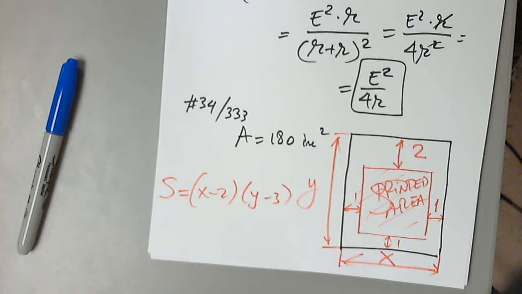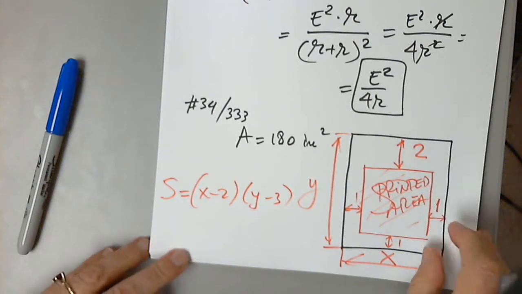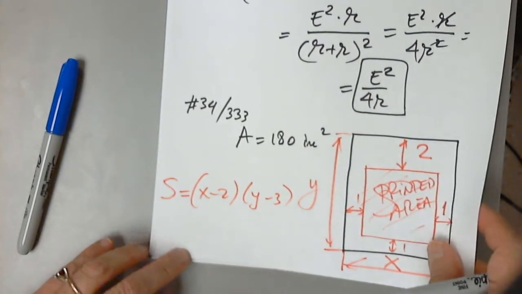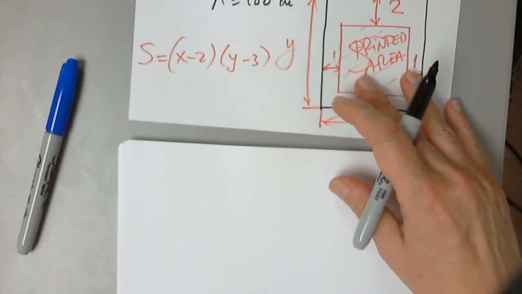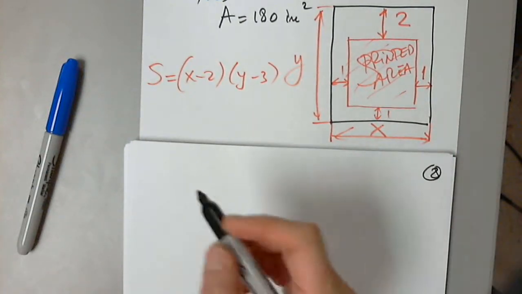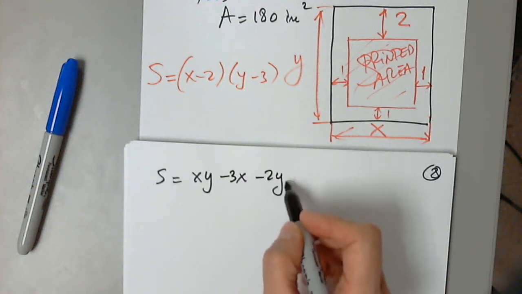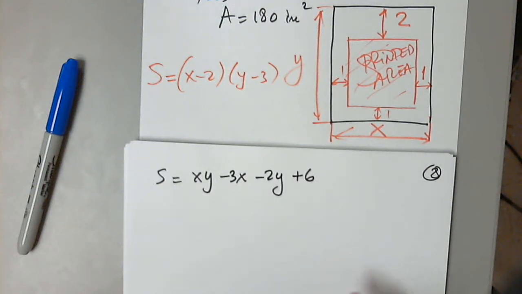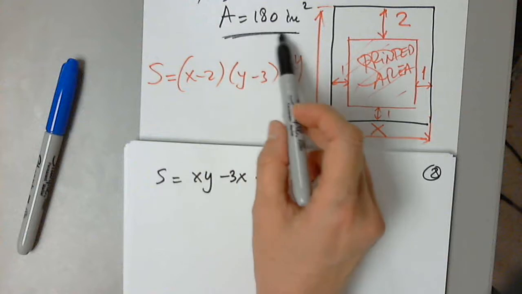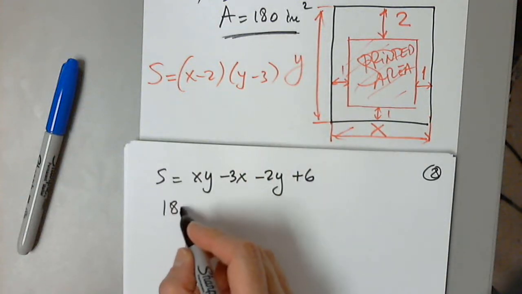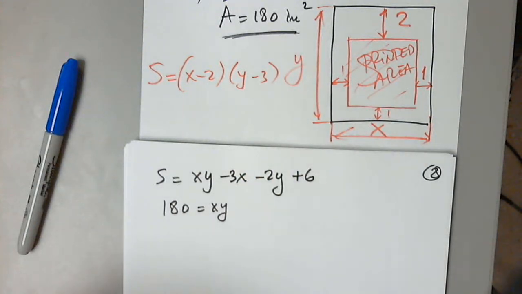Everyone? Questions? Okay, so let's distribute. We don't like it because it has 2 variables, right? So we have to make sure that we somehow lose one of them. So S equals xy minus 3x minus 2y plus 6. But we are given the area of the poster. We know that xy equals 180.